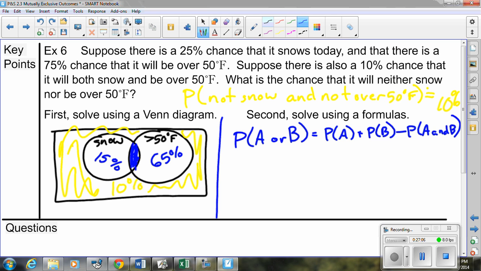Well, which pieces do we know? What's the probability of getting A? People are looking a little bit confused, so let me rewrite this a little bit. A is the probability that we get snow. B is getting 50 degrees or more.